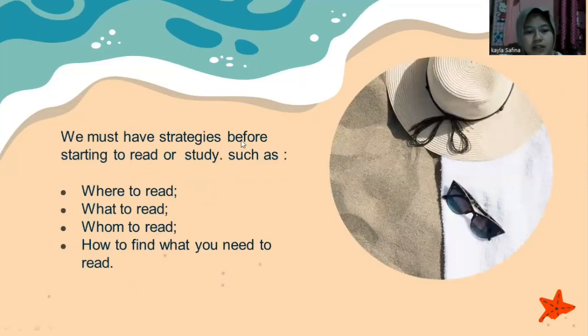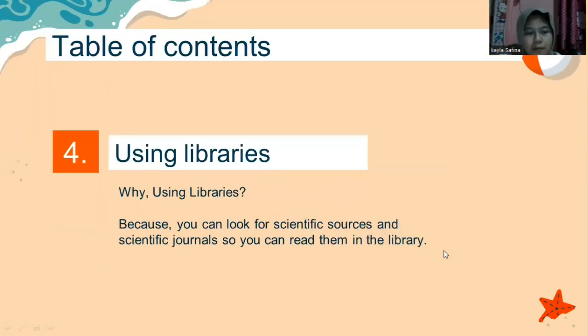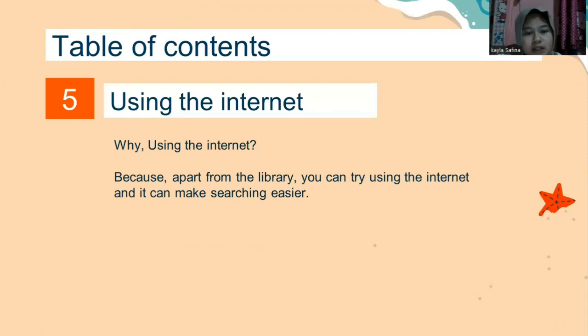We must have strategies before starting to read or study, such as where to read, what to read, whom to read, and how to find what you need to read. 4. Using libraries. Why use libraries? Because you can look for scientific sources and scientific journals so you can read them in the library. 5. Using the internet. Why use the internet? Because apart from the library, you can try using the internet, and it can make searching easier.